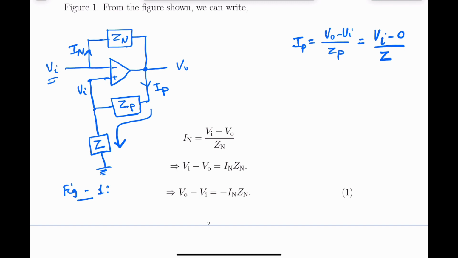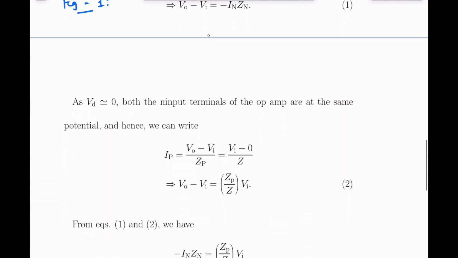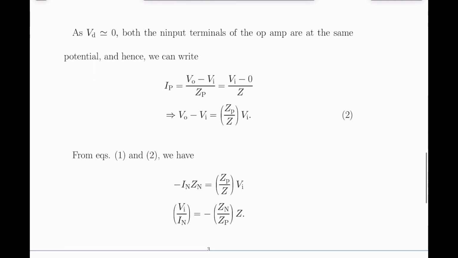So with these two, this is our equation 2. So the same current flows through Zp and Z. So we have equation 2 here. And therefore, V0 minus Vi is Zp upon Z into Vi.